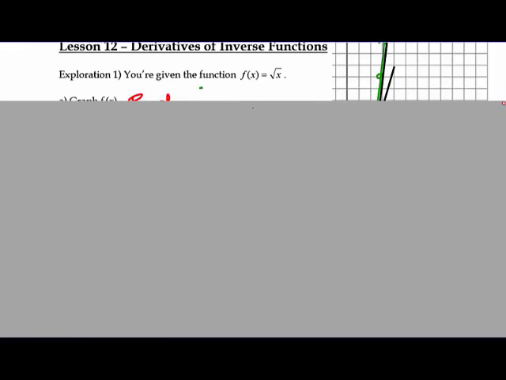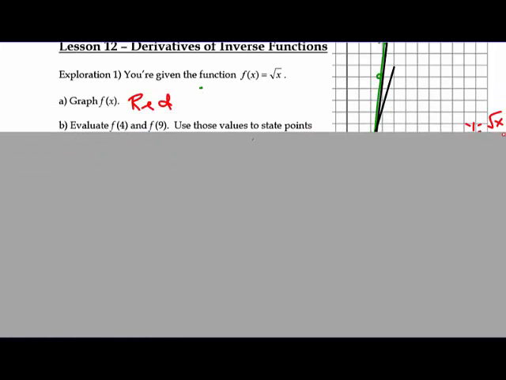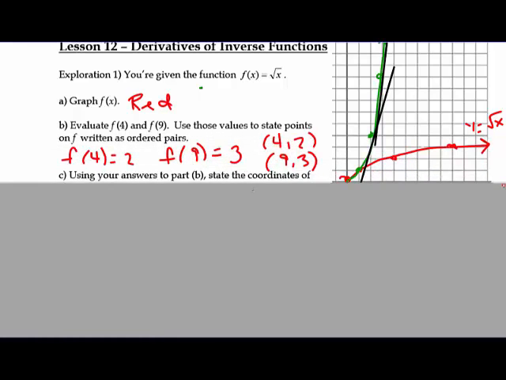So I'm really hoping that you did pause this, and if you did, you were asked to take the function f of x equals the square root of x and graph it. And I graphed that in red because you're going to see both at the same time here. And here's the square root of x, okay? Then it said find f of 4 and f of 9 and use those to evaluate points. So basically f of 4 was 2, f of 9 was 3. So the points (4, 2) and (9, 3) are on the graph of radical x.